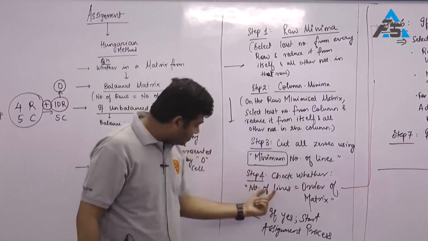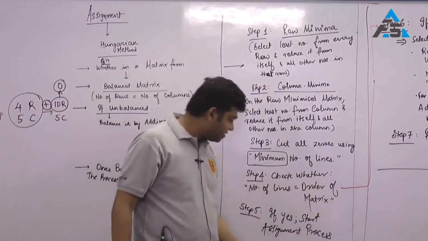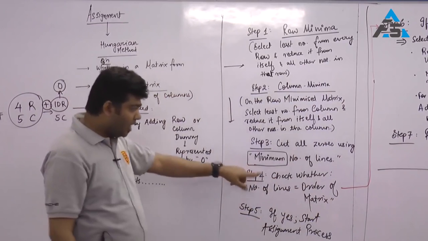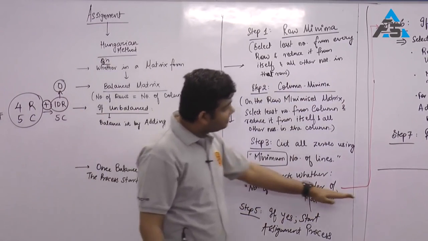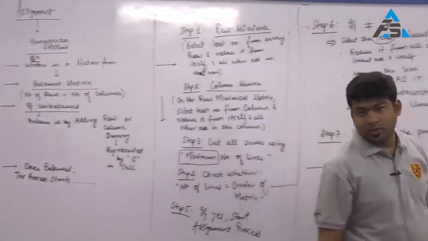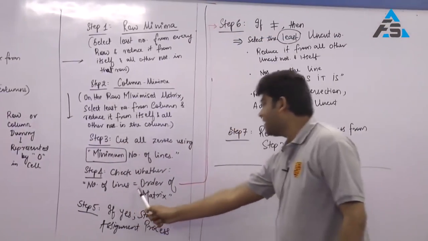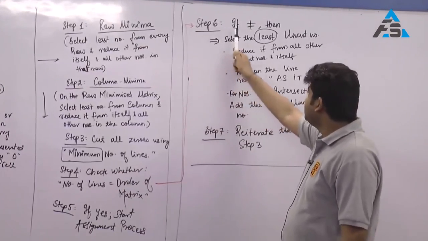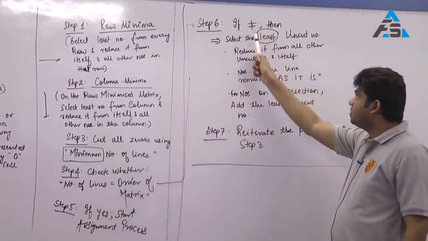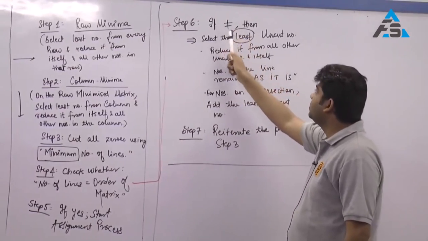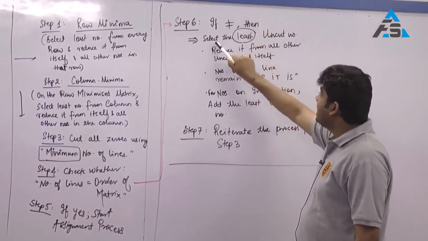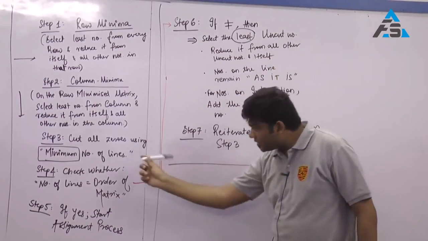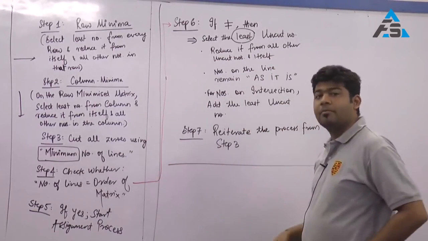Step 5. If number of lines is equal to order of matrix, then you have to start the assignment process. However, if at step number 4 you find that it is not equal, then we have step 6, which says that if number of lines is not equal to order of matrix, then select the least uncut number. So now we have cut all zeros using minimum number of lines.